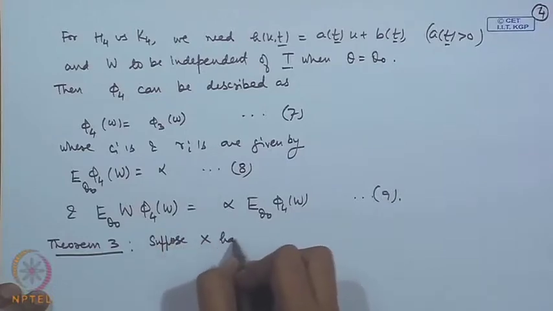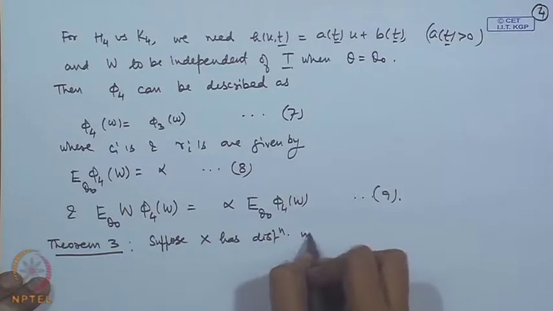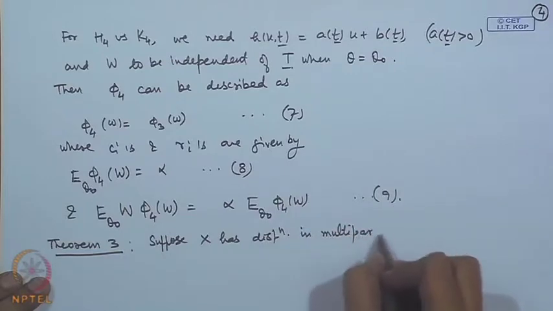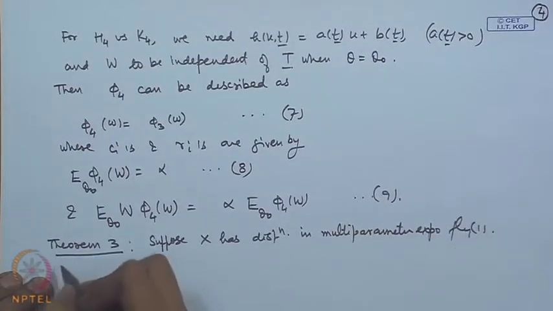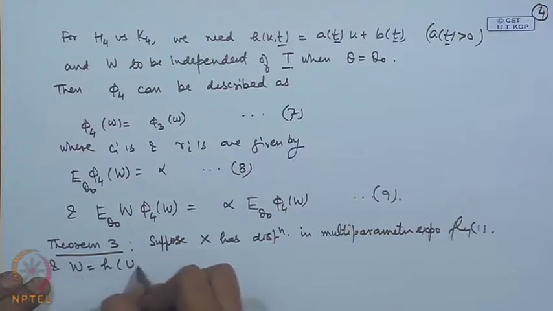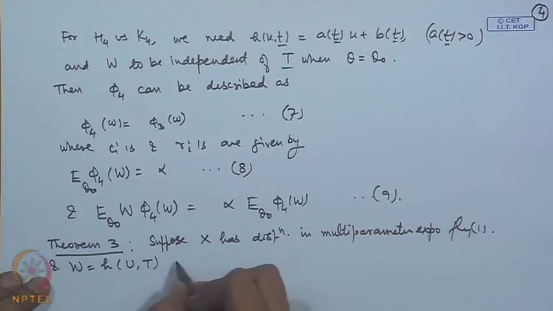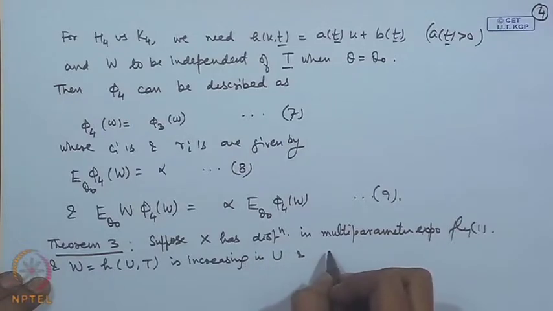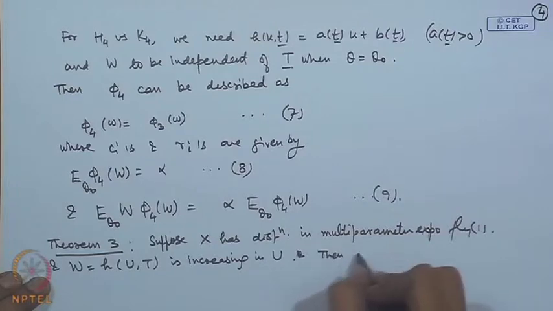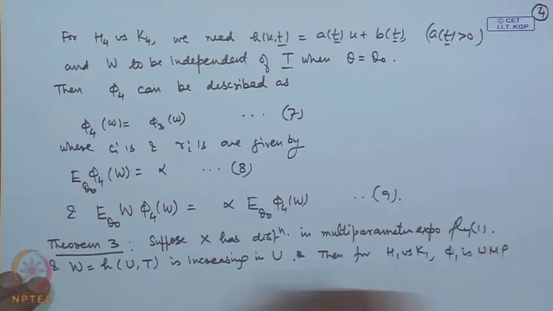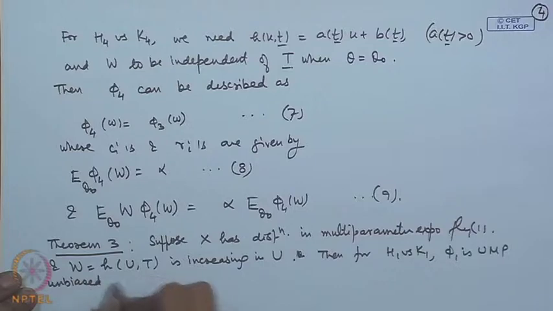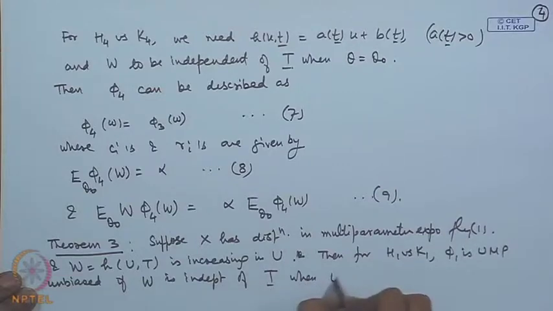Suppose X has distribution in multi-parameter exponential family 1, and W is equal to h of (U, T) is increasing in U. Then for H1 versus K1, phi 1 is UMP unbiased if W is independent of T when theta is equal to theta naught.